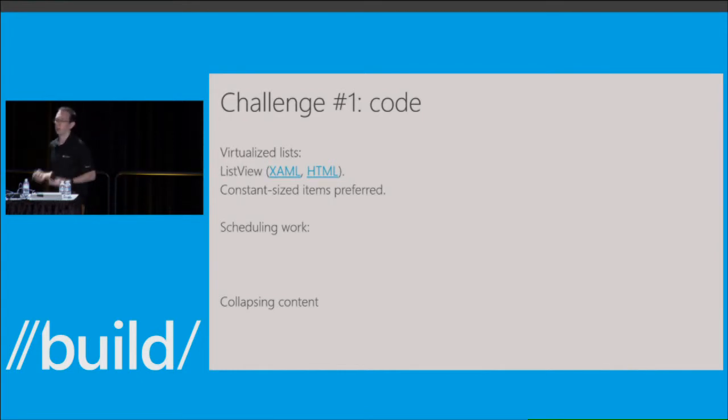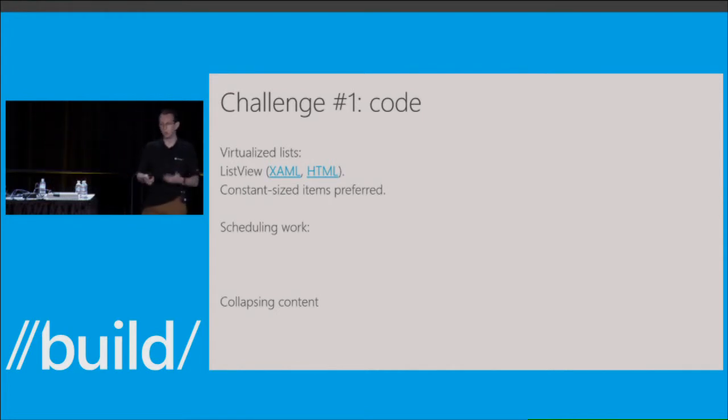And if you can't use constant size items with the list view or grid view controls, look at some of the other controls that have been added in Windows 8.1. Look at the hub control and see if you can use that, because that may be more efficient for your purposes. In terms of scheduling work, because that was one of the key pieces that I wanted to get across to you.